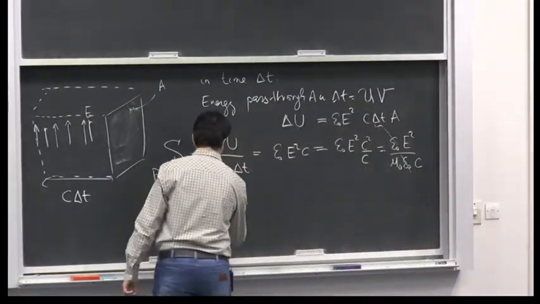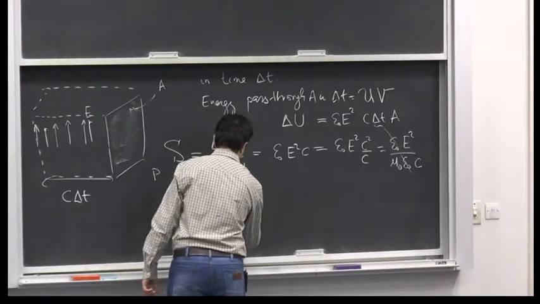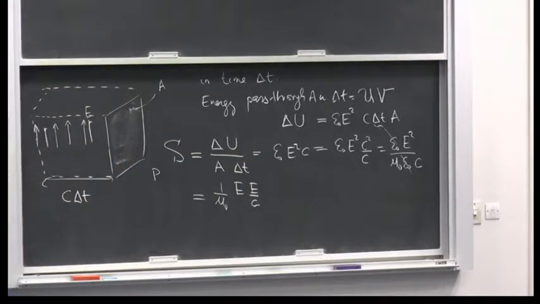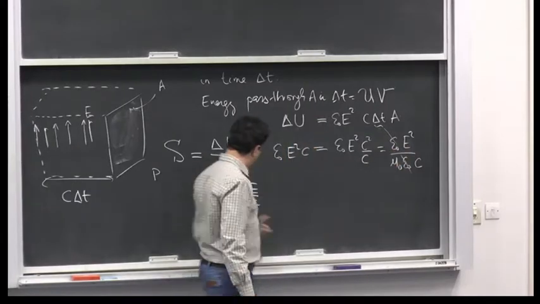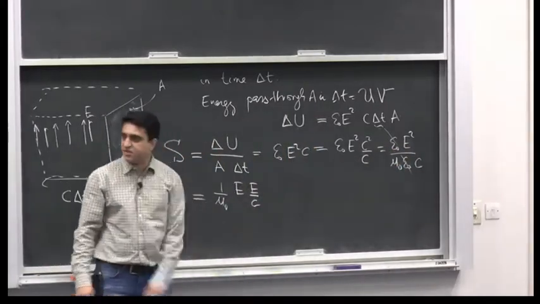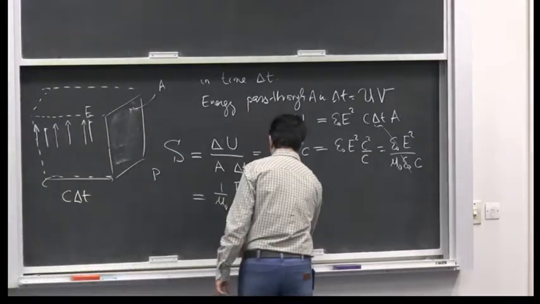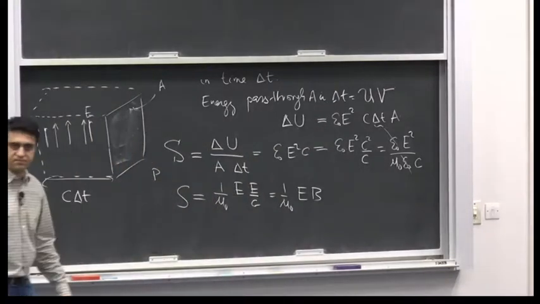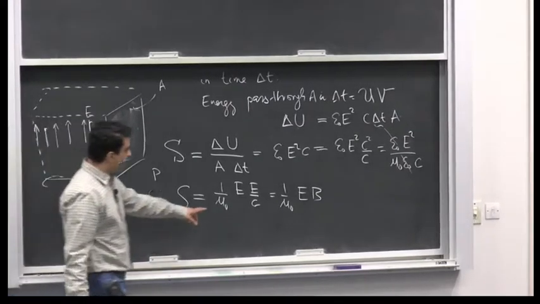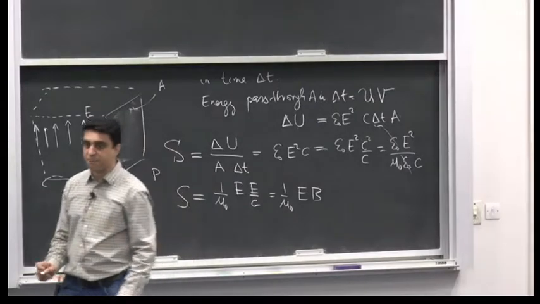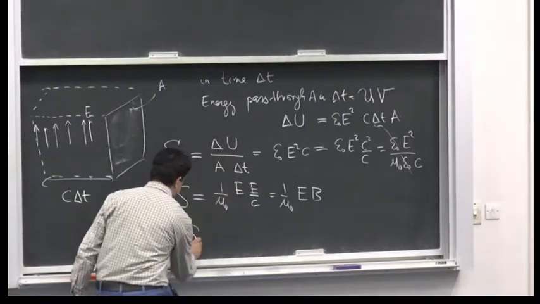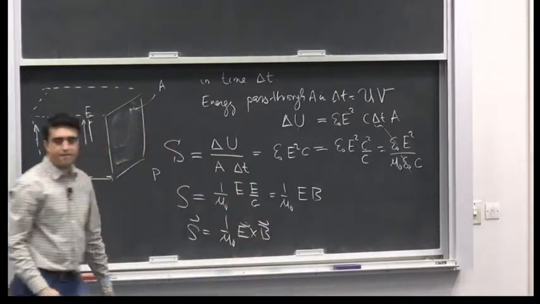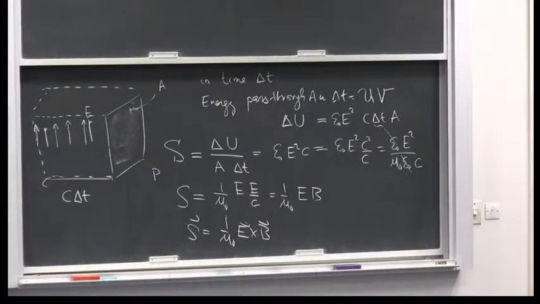What you have is 1 over mu naught, E times E by c. True? So E squared I have split into E multiplied by E divided by c. What is E by c? That's B. So that's equal to 1 over mu naught E into B. So this is your S, which is the energy flow per unit area per unit time. But E and B are always perpendicular to each other. True? So you can define an S vector which is equal to 1 over mu naught E cross B. And E cross B would give you the direction of the energy flow, which is S.